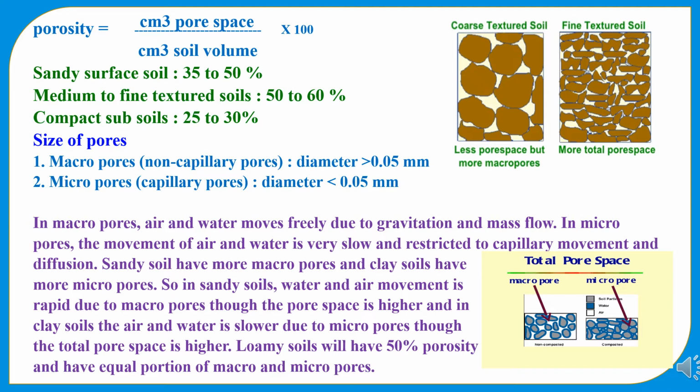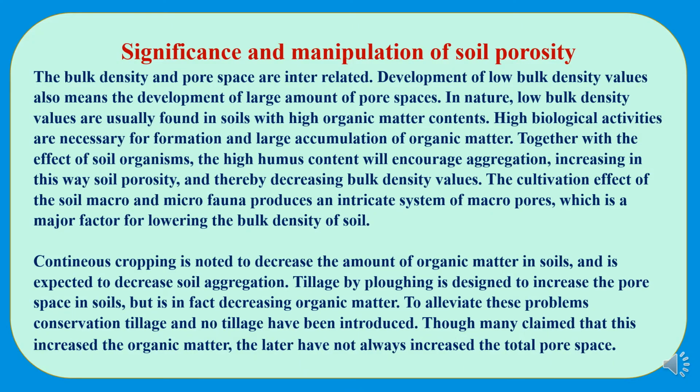So in sandy soils, water and air movement is rapid due to macropores, though the total pore space is lower, and in clay soils, the air and water movement is slower due to micropores, though the total pore space is higher. Loamy soils will have 50% porosity and have equal portions of macro and micropores. Here, to study the significance and manipulation of soil porosity, the bulk density and pore space are interrelated.